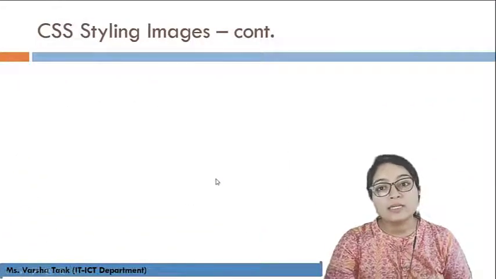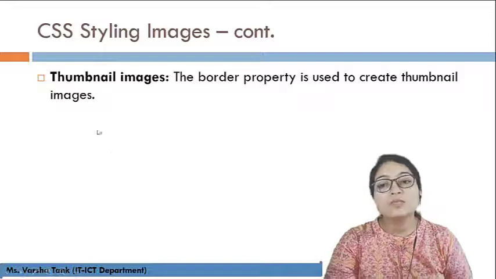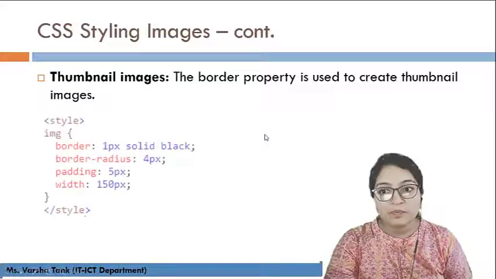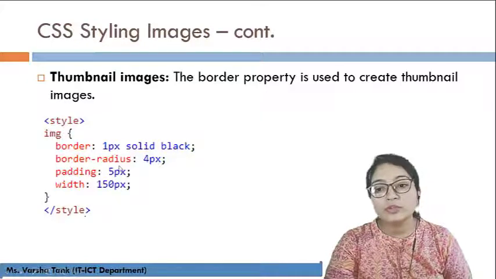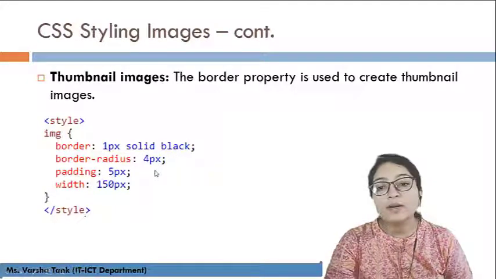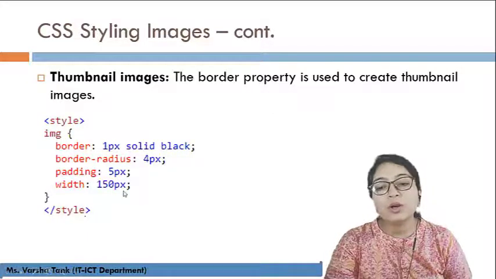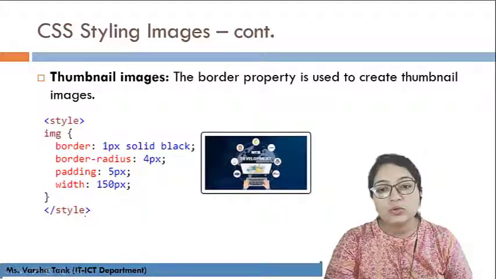So let's learn about this in detail. First one is the thumbnail image. The border property is used to create the thumbnail image. Whenever you define the thumbnail image: border 1 pixel solid black, border radius equal to 4 pixel, padding equal to 5 pixel and width equal to 150 pixel. So this will become the thumbnail image.